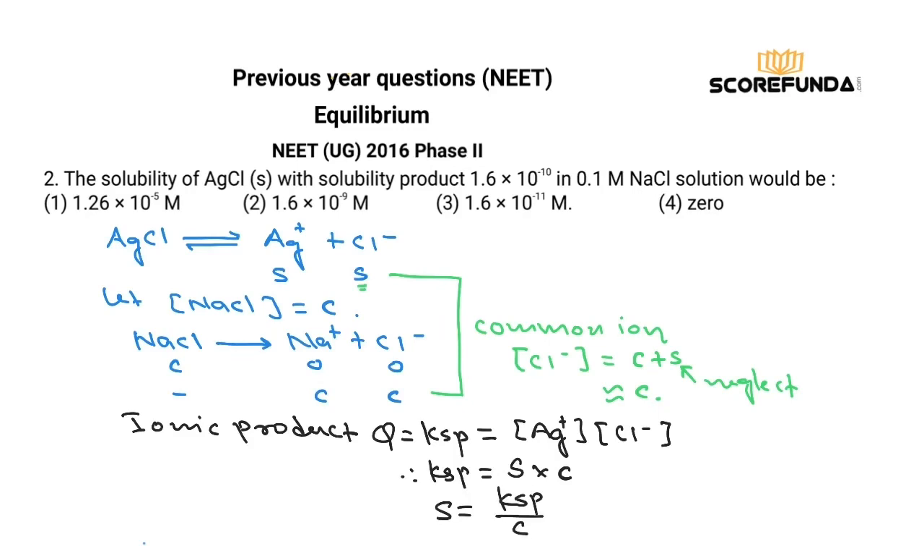Now the concentration of NaCl is being given that is 0.1. So that will be equals to KSP दिया था 1.6 into 10 to the minus 10 divided by 0.1 which will be equals to 1.6 into 10 to the power minus 9 molar. And that's why the answer should be option 2, that is 1.6 into 10 to the power minus 9.